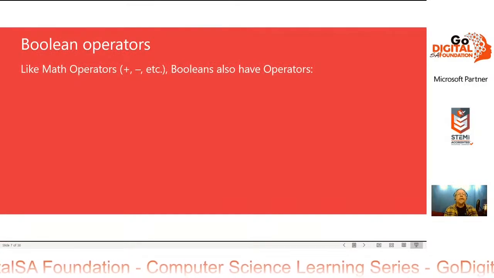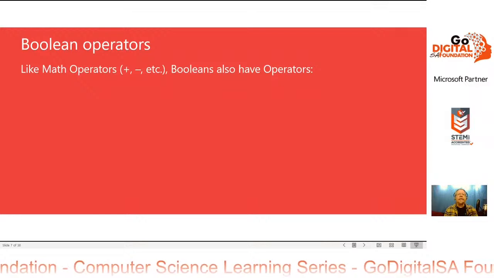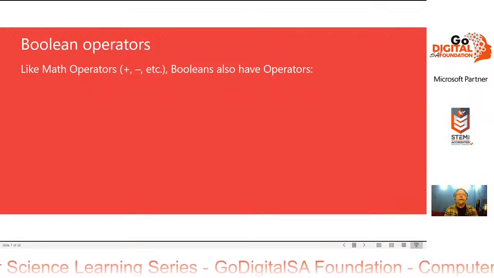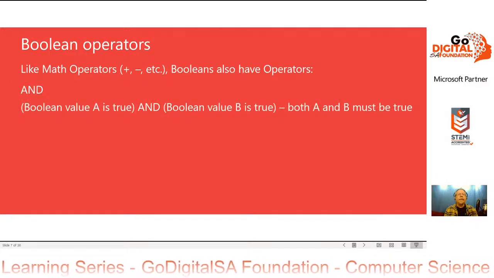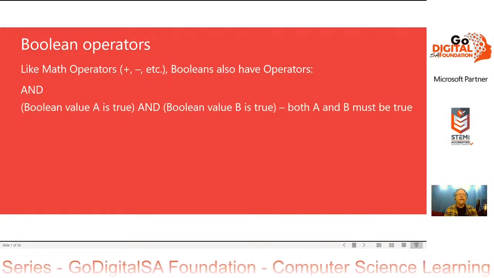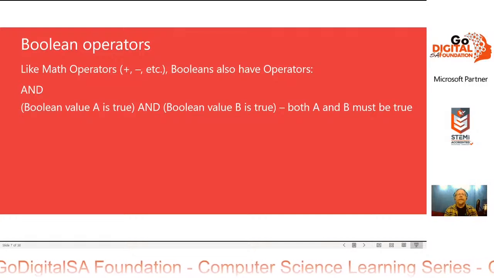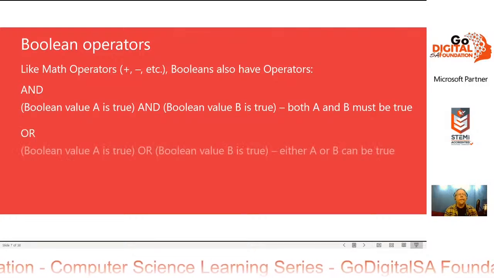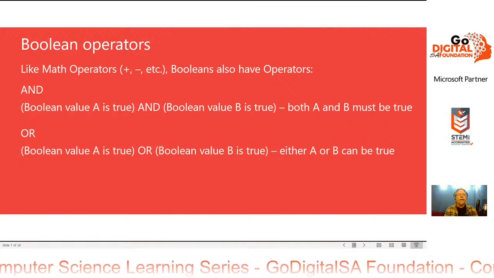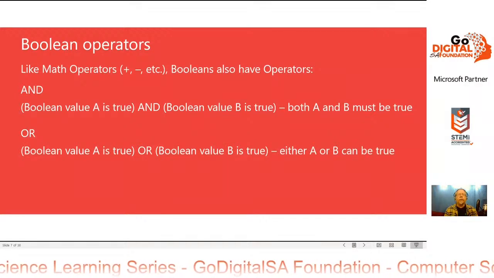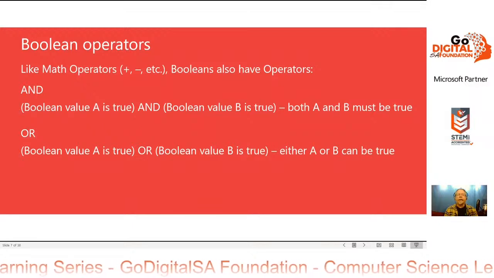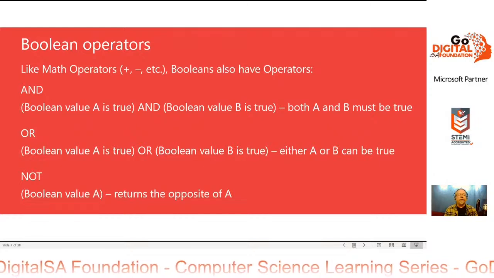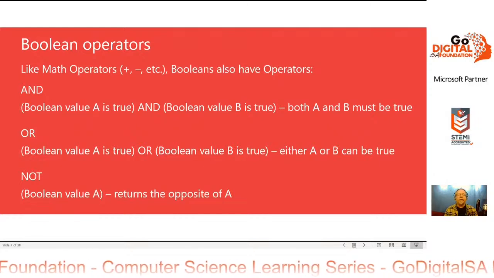Boolean also has operators. Just like math operators, like plus, minus, times, and divide, and so on, Booleans have operators. The main Boolean operators are AND, where Boolean value A is true and Boolean value B is true, then both A and B must be true. The OR operator, if Boolean value A is true or Boolean value B is true, then either A or B can be true. And NOT Boolean value A returns the opposite of A.